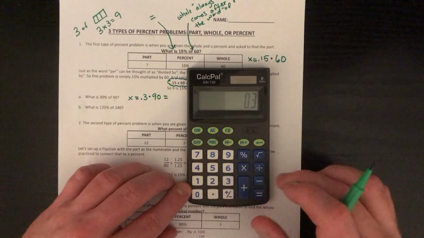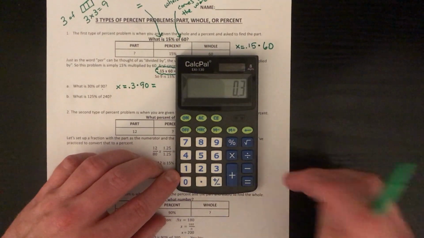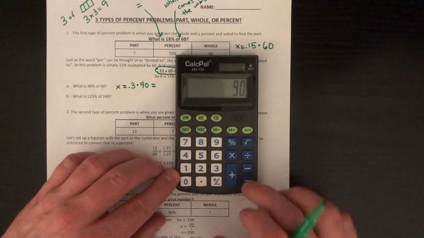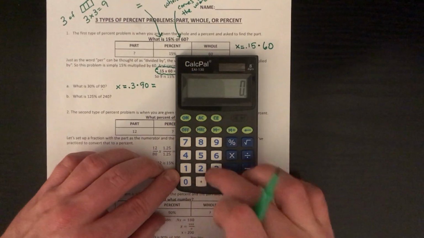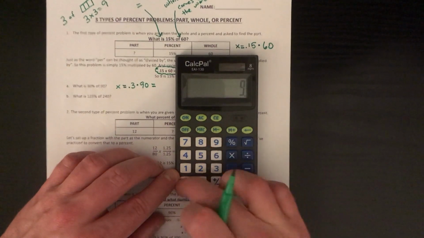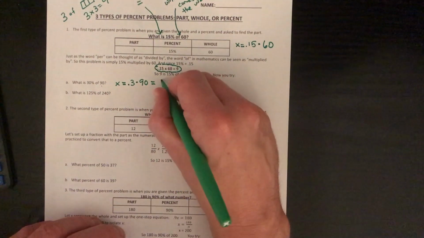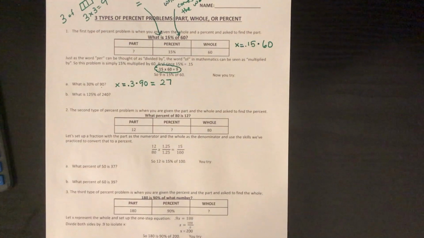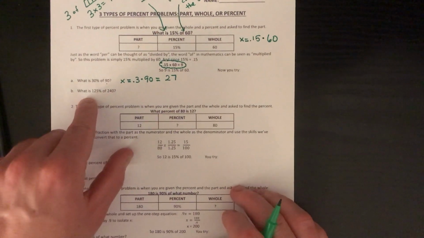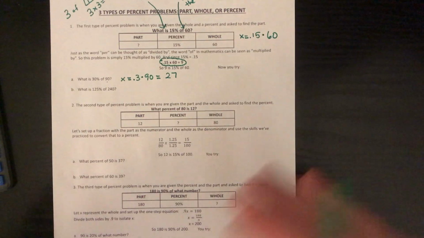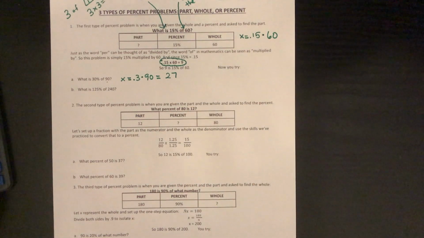So I'll figure out my unknown, or my part in this case, if I just do 0.3 times 90. And I could do this in my head, but I want you guys to just see the whole process. So 0.3 times 90 equals, oh, I must have messed up. 0.3 times 90 equals 27. So 27 is 30% of 90. All right, you try to do question B real quick. So you're pausing the video, doing that real quick, and then you're going to unpause it, and you're going to see me do this as soon as you unpause.